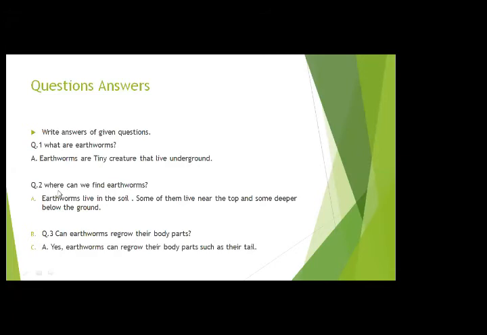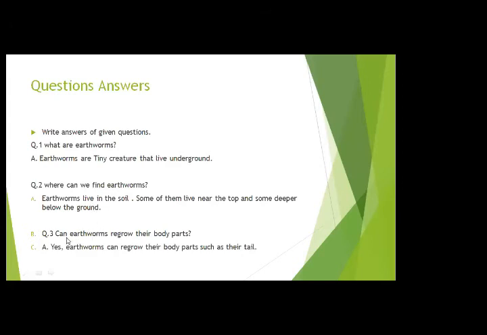Question number two, where can we find earthworms? It is from the second para. Question: where can we find earthworms? Earthworms live in the soil. Where do they live? They live in the soil. Some of them live near the top of the soil and some deeper below the ground.